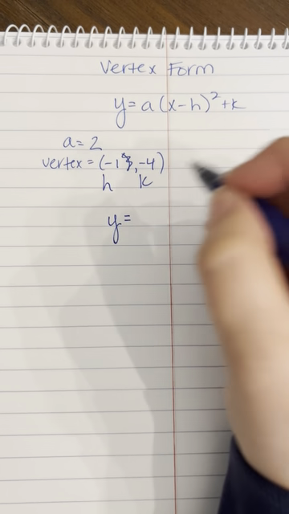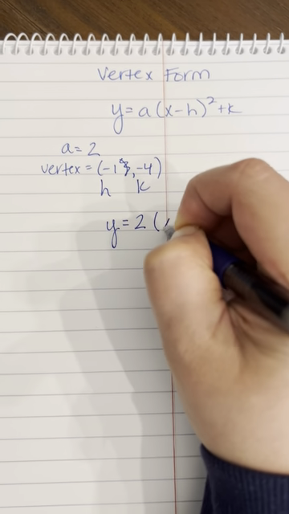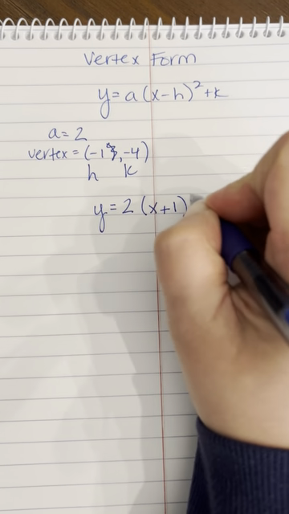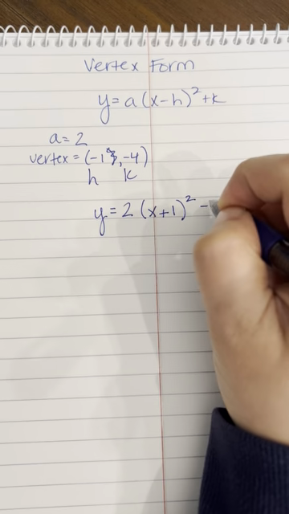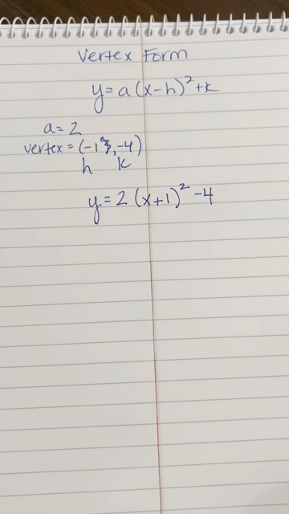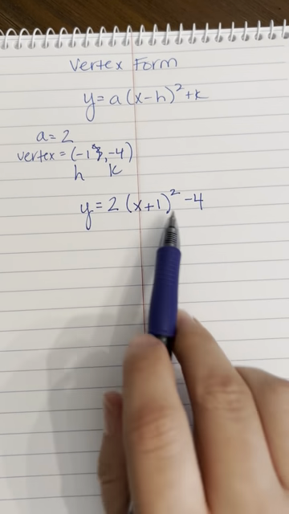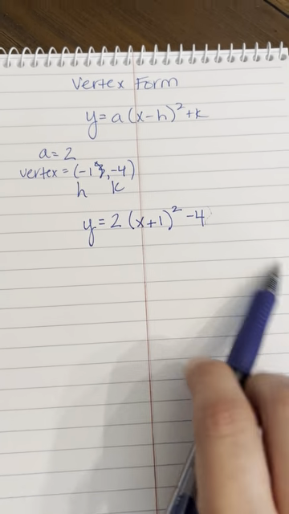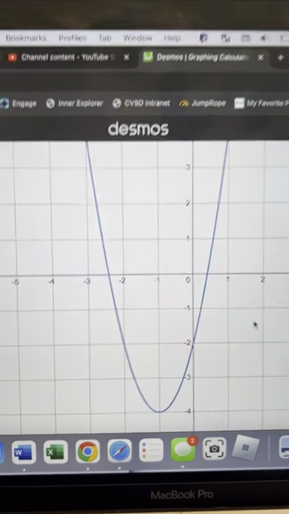So y equals a, which is two, (x minus a negative, which is a positive), and then my k value. Okay, so I see all of those pieces. I see the two, and then I see my vertex hidden right in there. And that's that original graph again.